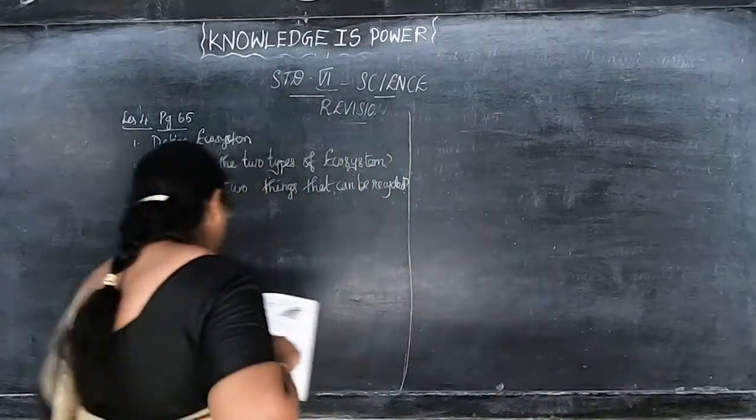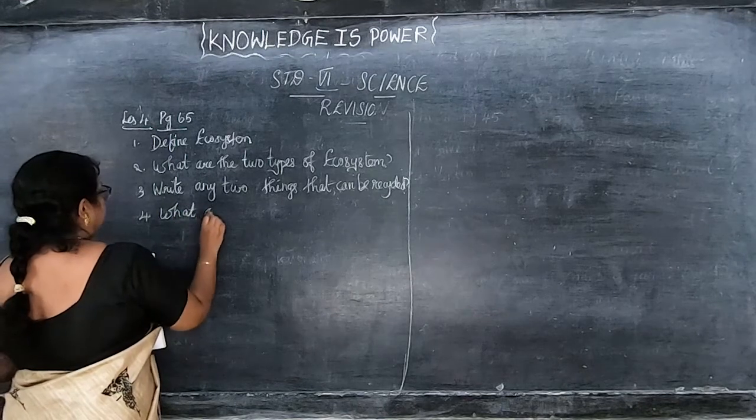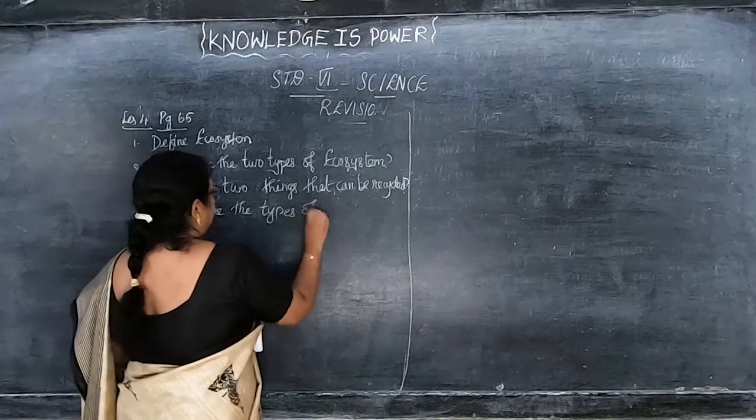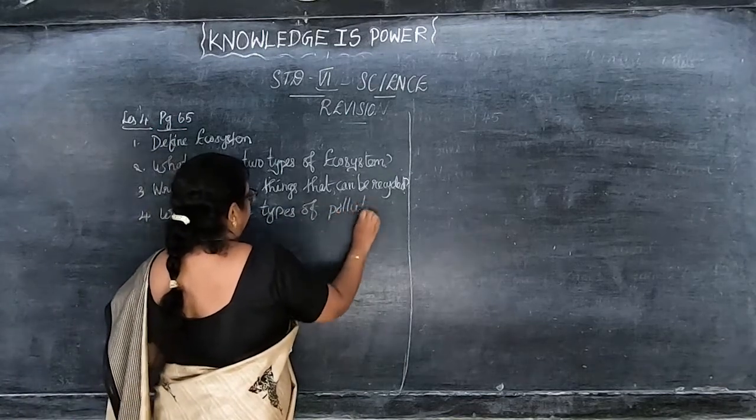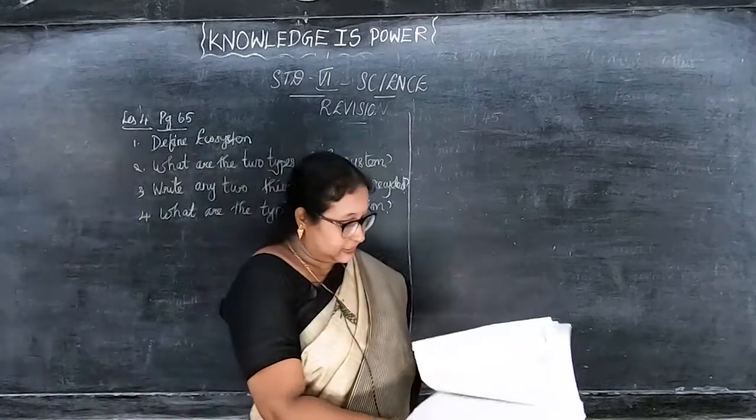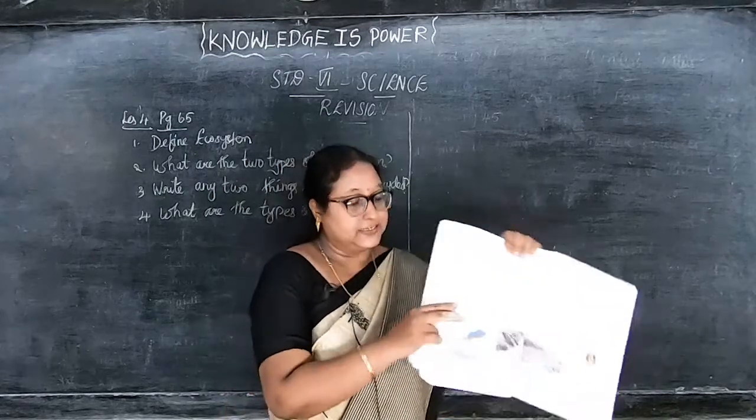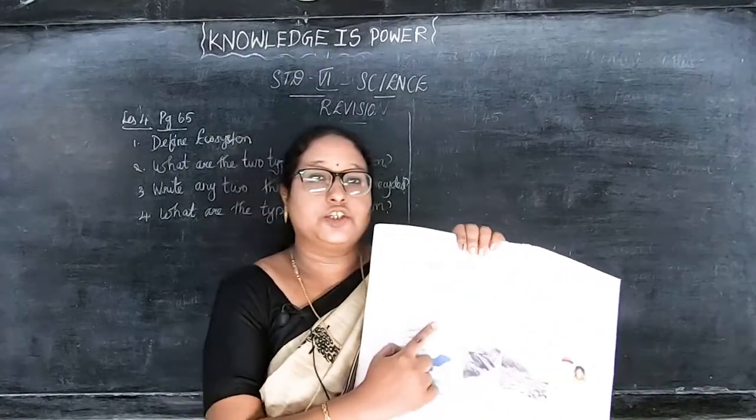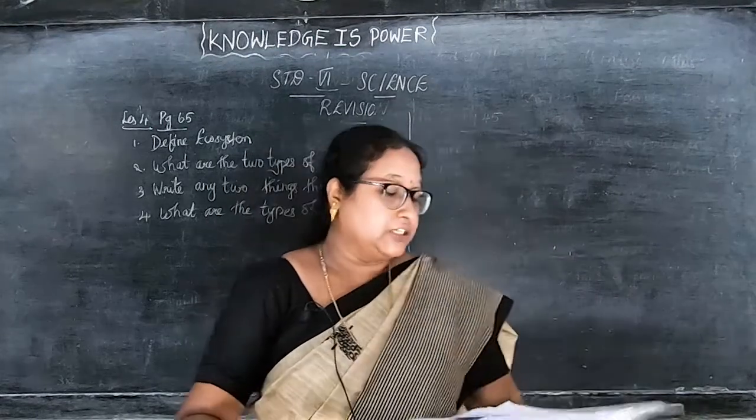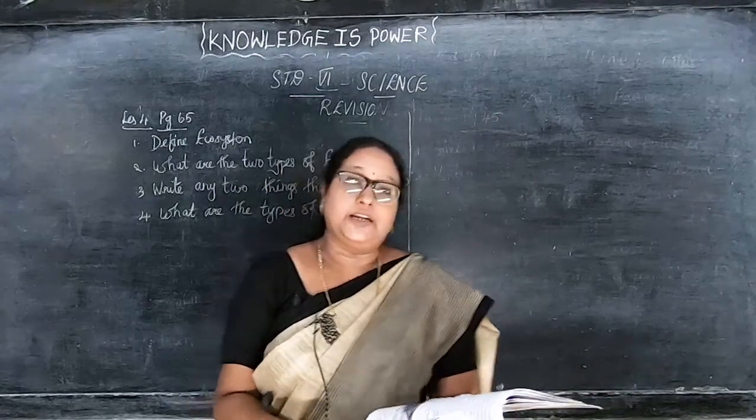Then the fourth one, what are the types of pollution? You can take page number 60. On the left side, types of pollution, written in block letters, you can see. So 4 points. What are they? There are 4 major kinds of pollution: air pollution, water pollution, land pollution and noise pollution.